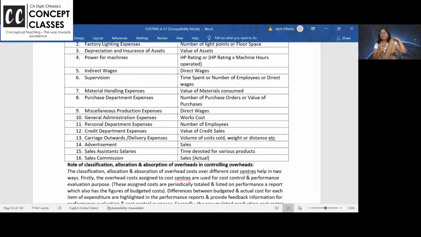Purchase department expenses based on the number of orders. These are expenses related to the purchase department, so what is the purchase value or what are the number of orders, according to that you can allocate. Production expenses based on direct wages. General administration expenses based on works cost. Personnel department, employee related expenses based on the number of employees working in each department, PF, canteen expense and all. Credit department is related to sales. So how much credit sales you have done for each department, according to that they have to bear the credit department expense. Advertisement is based on sales. Commission and all is based on the sales of each department.